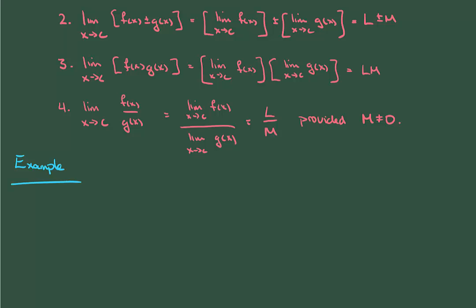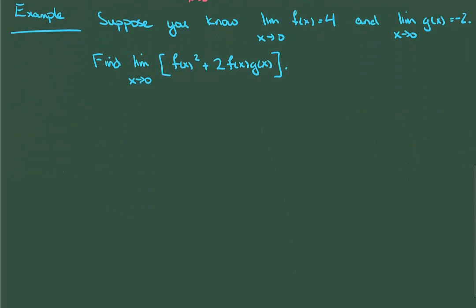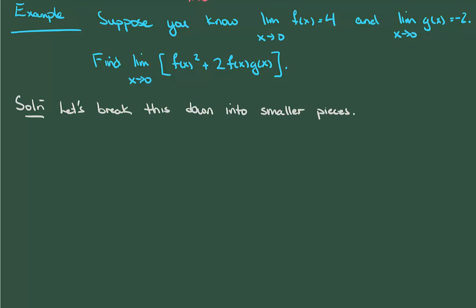First, let's focus on an example. So let f and g be two abstract functions whose limits are known. For f, the limit at 0 is 4, while for g, the limit at 0 is -2. Let's find the limit of f squared plus 2fg at 0. So for this example, I'm going to go into excruciating detail by breaking it into smaller pieces.